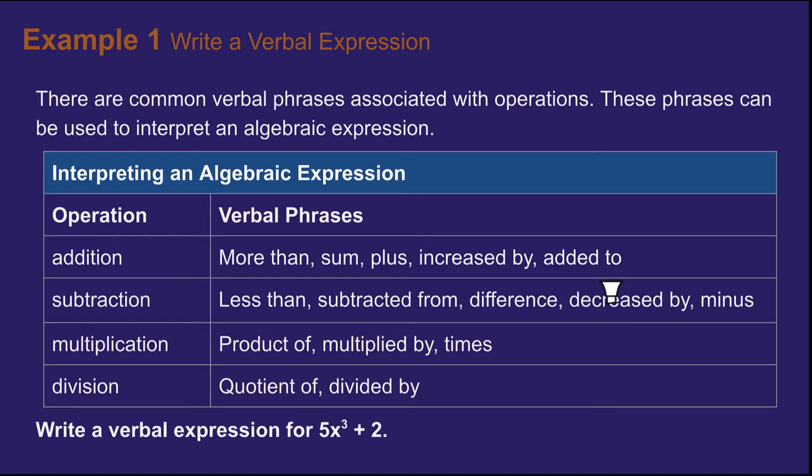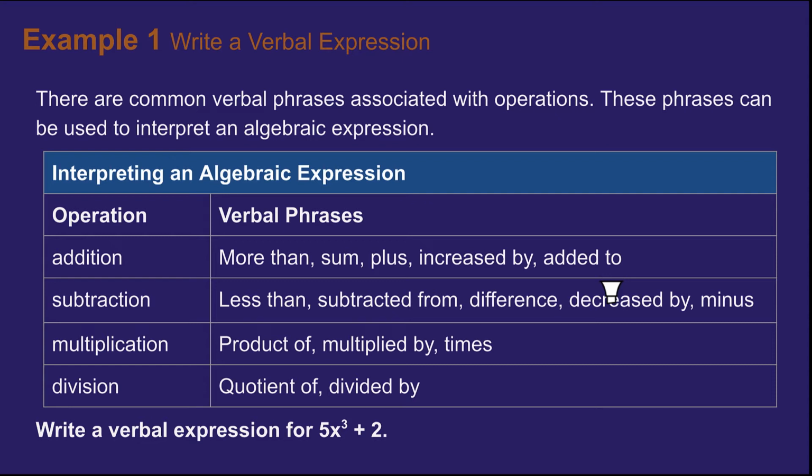Example 1. Write a verbal expression. There are a few common verbal phrases associated with operations. These phrases can be used to interpret an algebraic expression. So here are a few. For addition, we might see more than. Please be careful on this one. If it says is more than, with the word is in there, that would mean greater than. But here, just more than means addition.